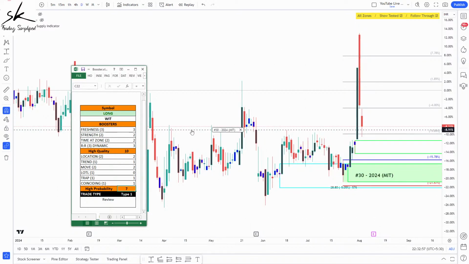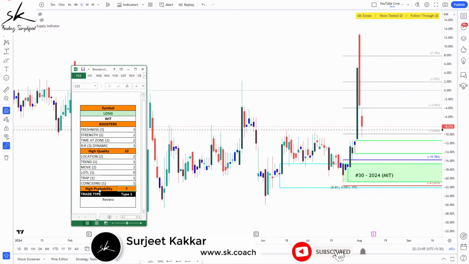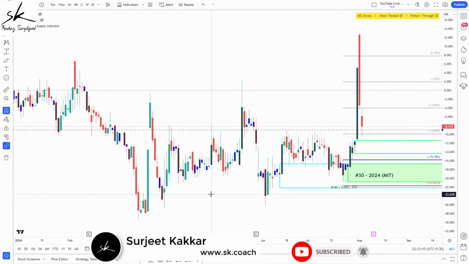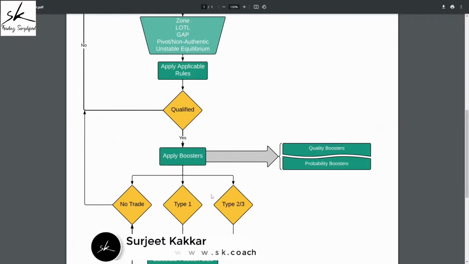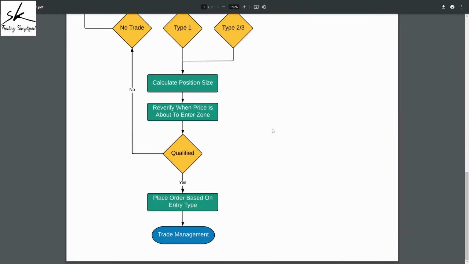So if you look at the overall scoring, we have a score of 10 out of 10 for quality, making it a high quality zone with the assumption of reward to risk ratio, and 7 out of 8 for probability, making it a high probability setup as well. So high quality, high probability can be done as a type 1 trade. So after applying the boosters, we got to know that this can be done as a type 1 trade.